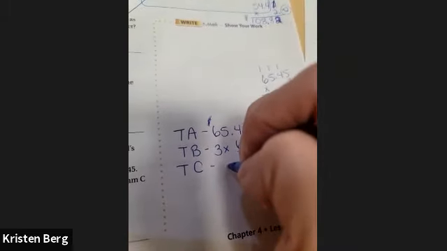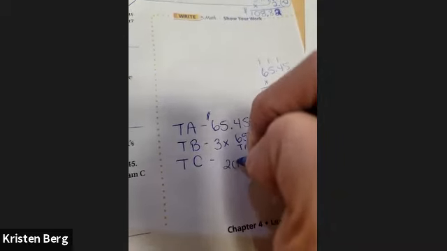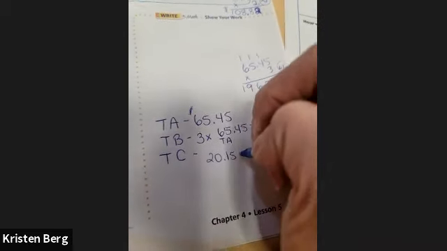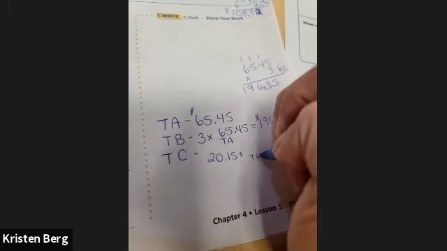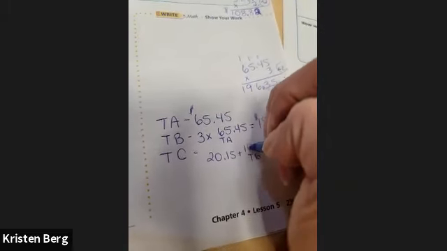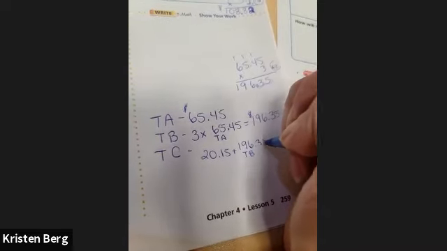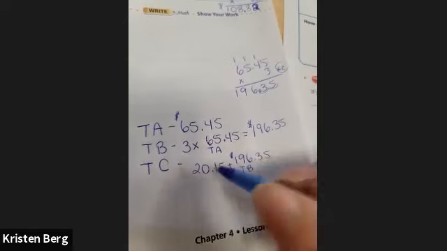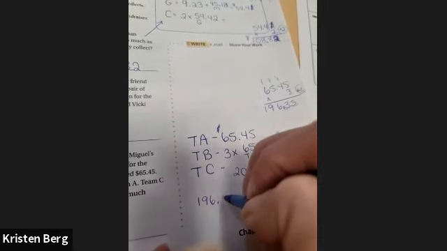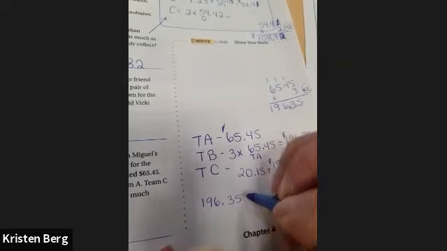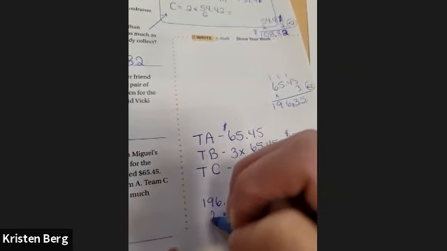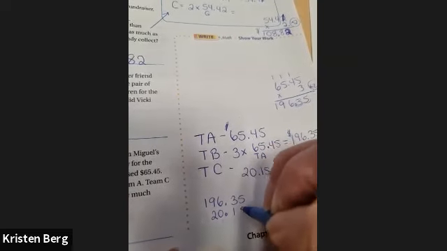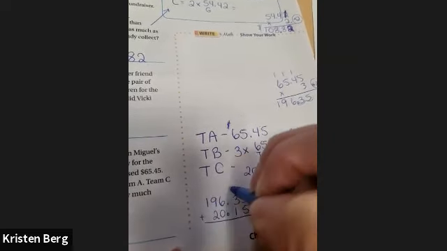So we are going to say $20.15 plus Team B. So Team B, this number is this. All right, and then you make sure you line up the decimals here. So that is what I'm going to do. Okay, and then you bring down your decimal.